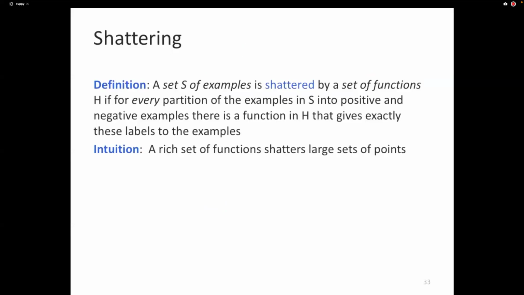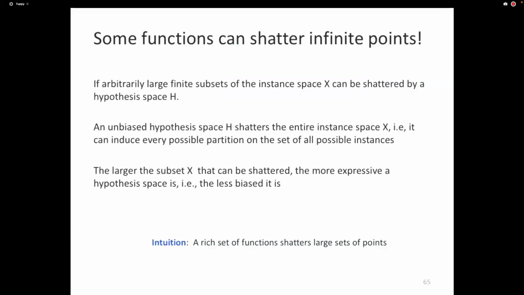Okay, so that's about shattering, and to go exactly to where we left things off. Turns out some functions are so expressive that they can shatter any number of points. No matter what number of points you give them, they can shatter. And I'll just name an example later on.